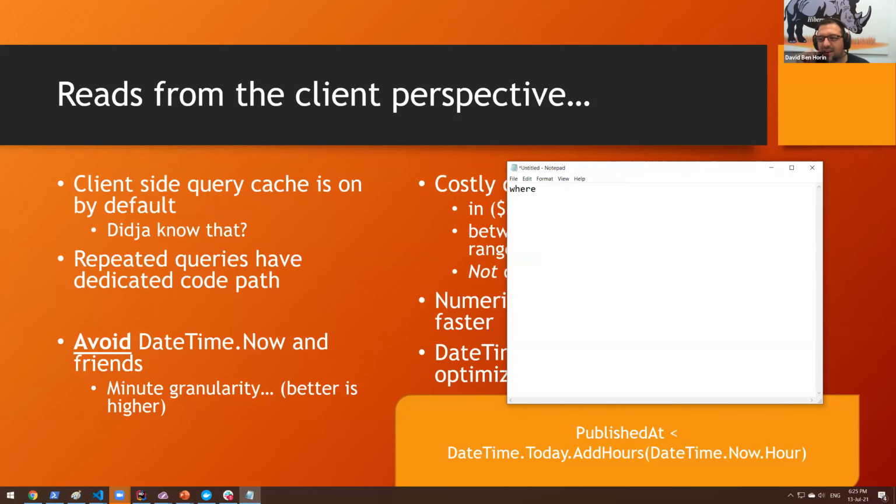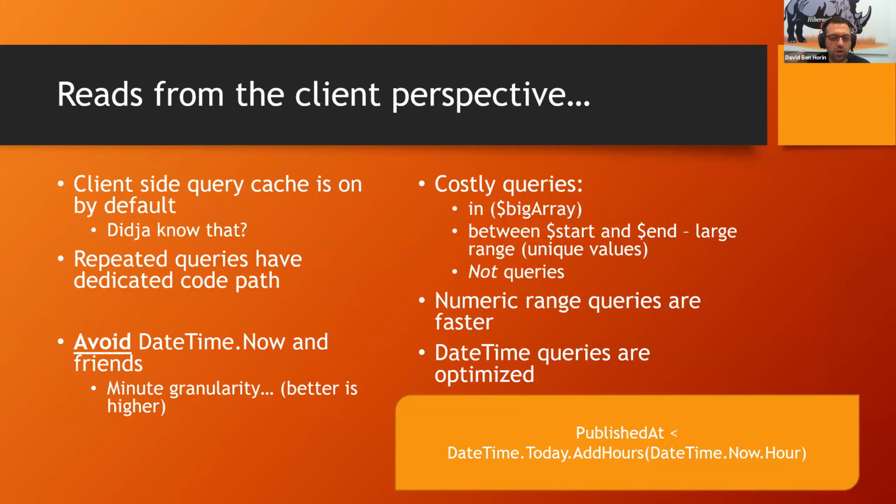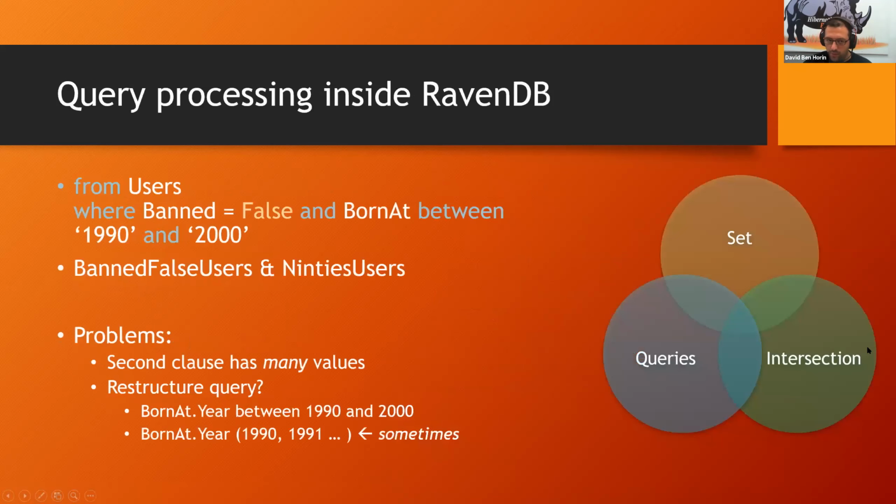The reason for that is the way that RavenDB actually manages the query, which we'll talk about in a second. In some cases, you may have code paths that query over a range that has a lot of unique values. That's painful for RavenDB to do because we have to go over each one of the unique options. If you can do that on numeric values, this is much faster. And as of RavenDB 5.0, range queries on dates are automatically optimized for you.